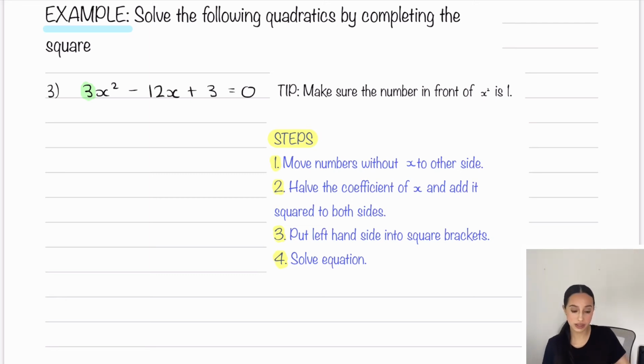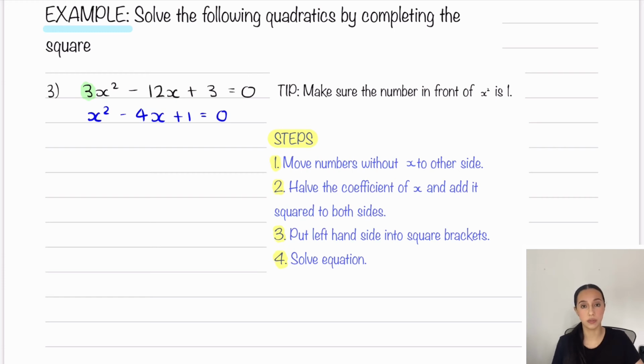So 3x squared divided by 3 is just x squared. Negative 12x divided by 3 is just 4x. Plus 3 divided by 3 is plus 1. And 0 divided by 3 just stays as 0. So this is now our equation that we'll be going off, and we'll just follow the steps to solve this.